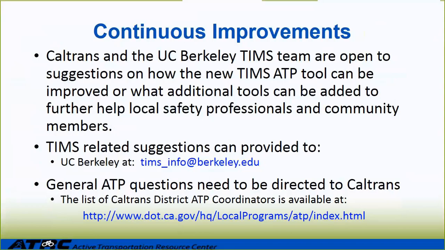UC Berkeley will summarize those suggestions and provide them to Caltrans at the end of the Cycle 4 call for projects. But if you have a general active transportation guidelines or application question, please do not forward those to UC Berkeley. Instead, those need to go to Caltrans, your agency's district ATP coordinator. And there's a link there to provide you information on how to contact them.